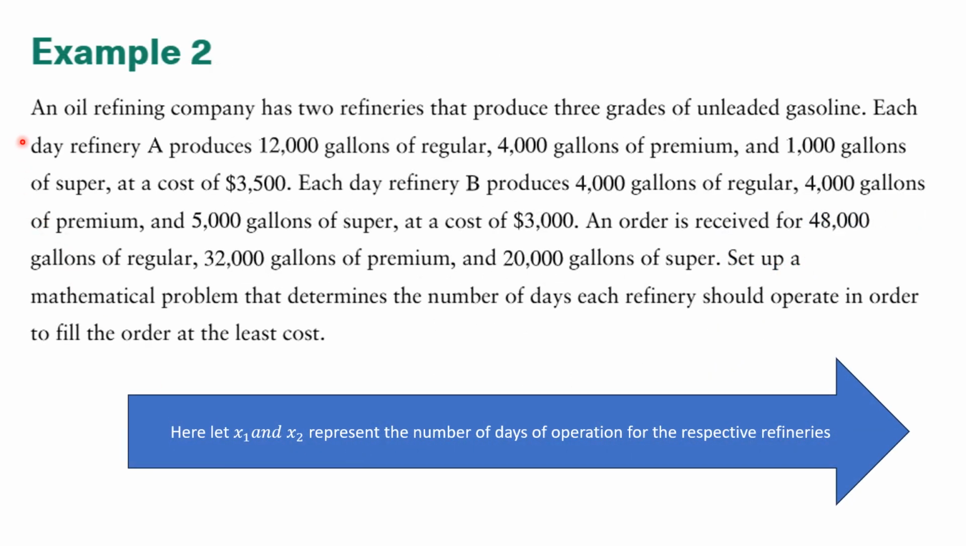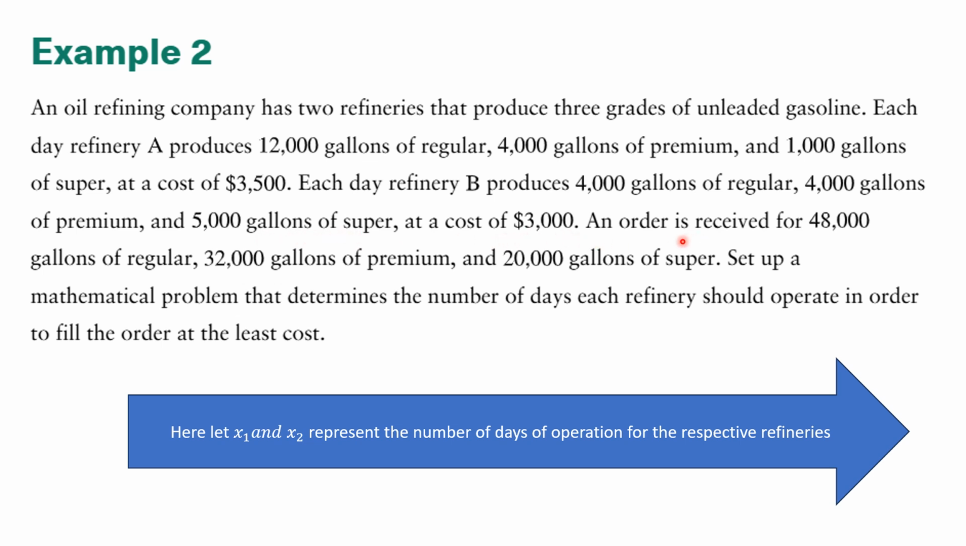Here's a second example of a formulation. An oil refining company has 2 refineries that produce 3 grades of unleaded gasoline. Each day, refinery A produces 12,000 gallons of regular, 4,000 gallons of premium, and 1,000 gallons of super at a cost of $3,500. Now, each day, refinery B produces 4,000 gallons of regular, 4,000 gallons of premium, and 5,000 gallons of super at a cost of $3,000.